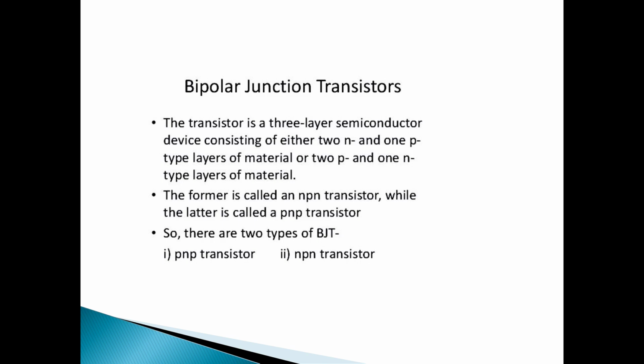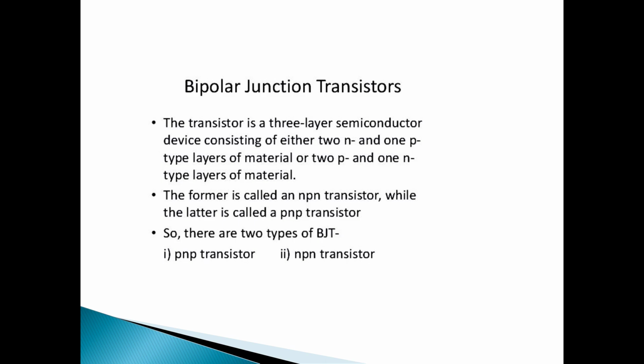As the name denotes, bipolar means there will be two polarities. That is, in this the current carriers are both the electron and hole. Junction, there will be a junction, and transistor due to the transfer of resistor. That is, the input side will have a different resistance and the output side will have a different resistance. Now basically the BJT is a three terminal device having the three terminals: emitter, base and collector.